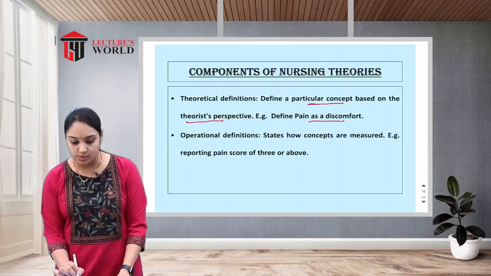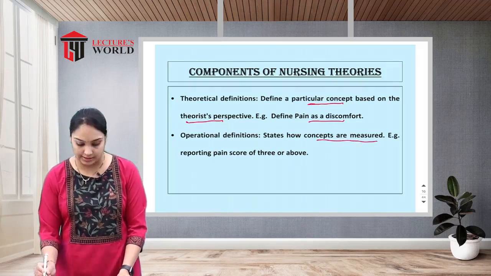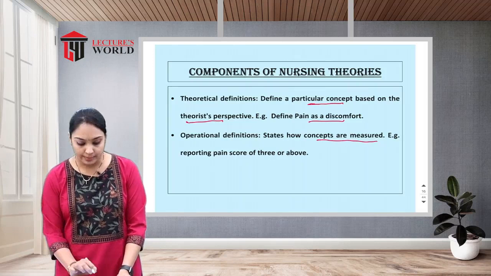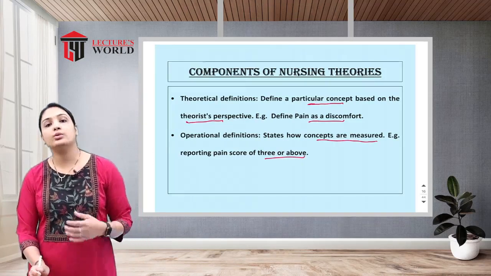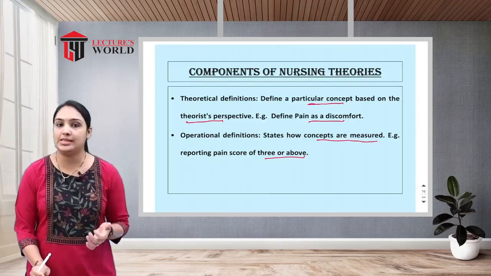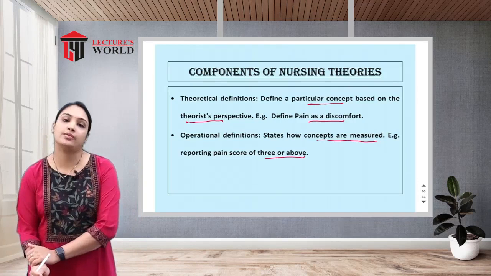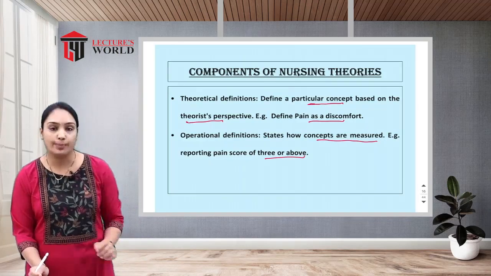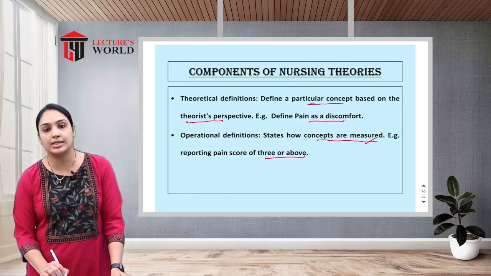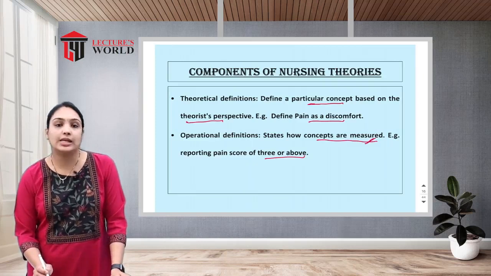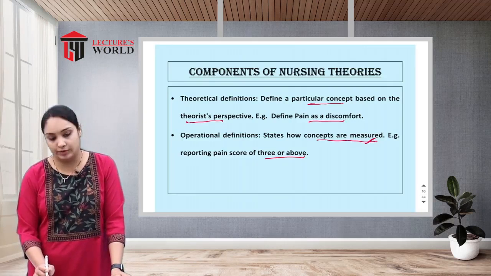Operational definition means it states how concepts are measured. For example, reporting a pain score of 3 or above. We are going to report the pain by using the pain scale, the scale that we use for recording the level of pain. So whatever concepts can be measured are defined with operational definitions.